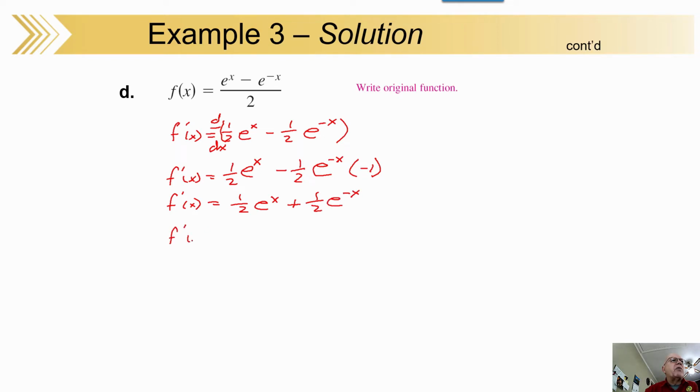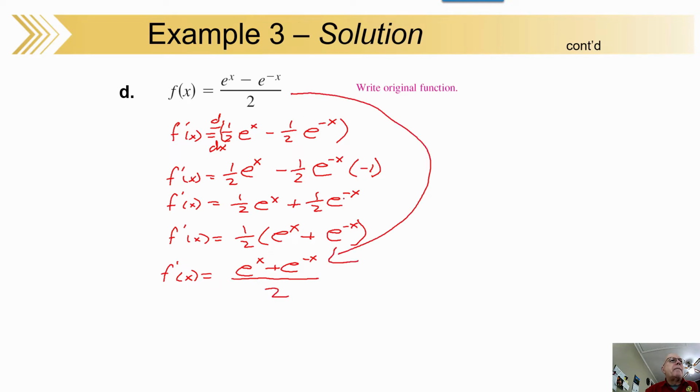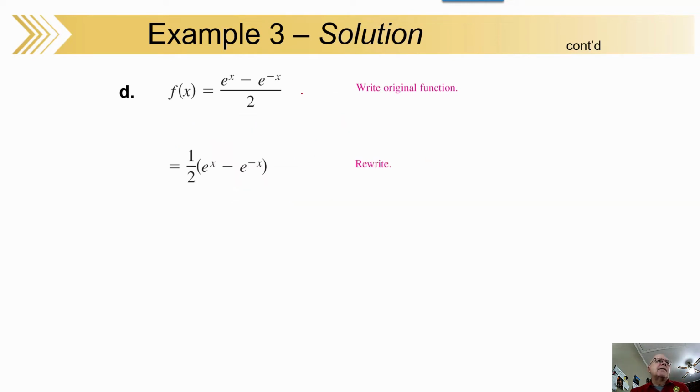And if you want to, you can write that. Since you get a common 1/2, you might wish to write this. And you might even want to do this just to compare them. E to the x plus e to the minus x all over 2, and then compare these two. Hauntingly similar, but different. Next.